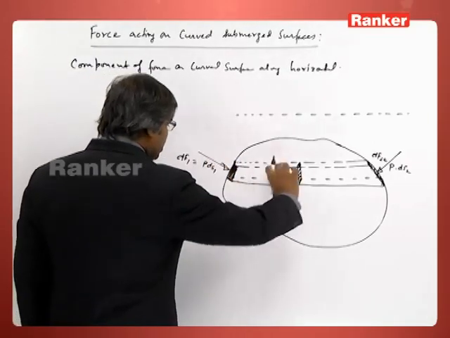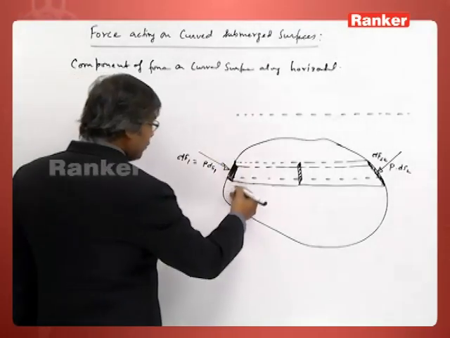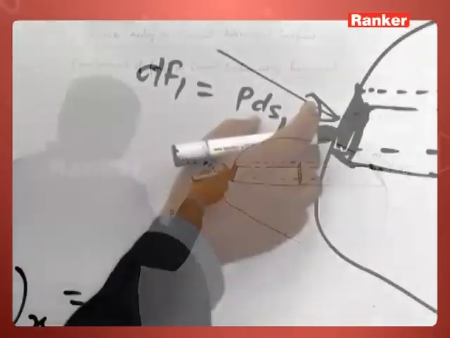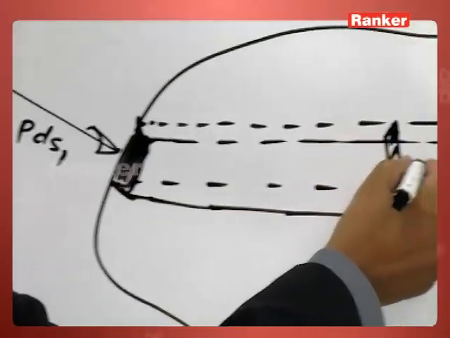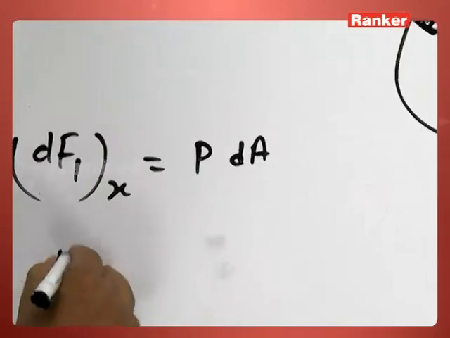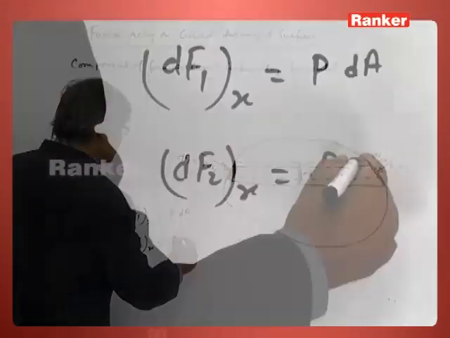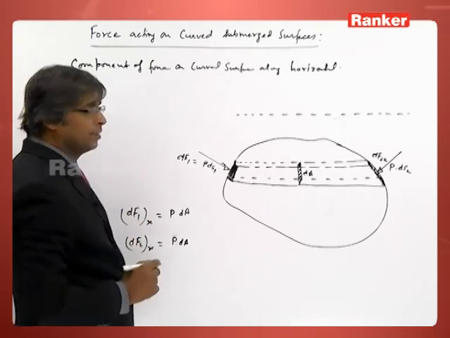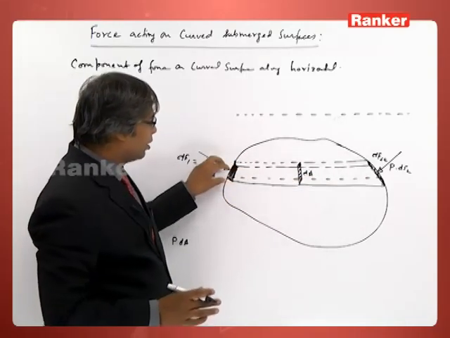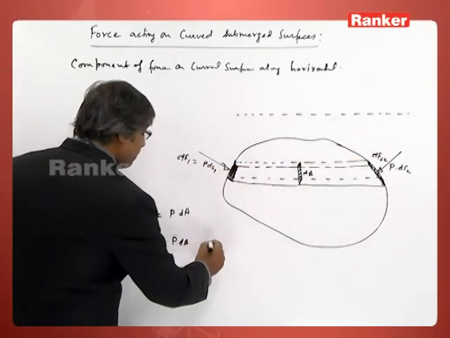Now the horizontal component of df1, df1's x component will be the pressure P into the projection of this area, you see, which is dA. The projection of this area is dA, and df2 along x is again the projection of this area is dA. So these two are equal. That means there is not going to be any horizontal contribution of force from this and this. These two balance.